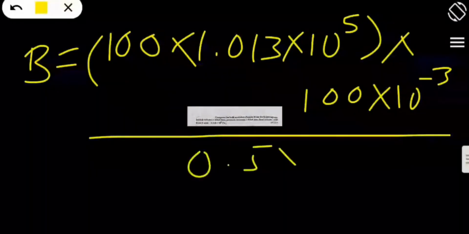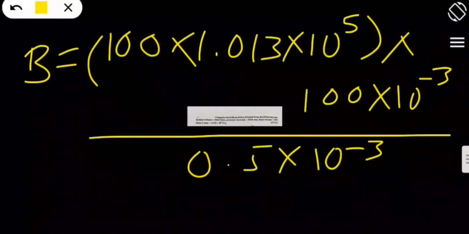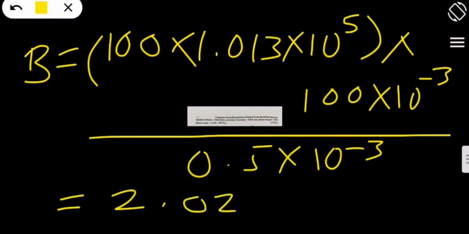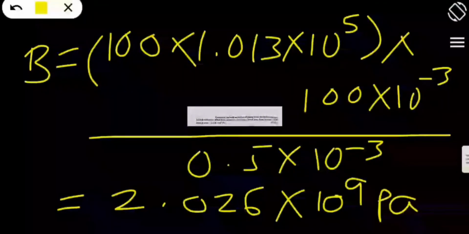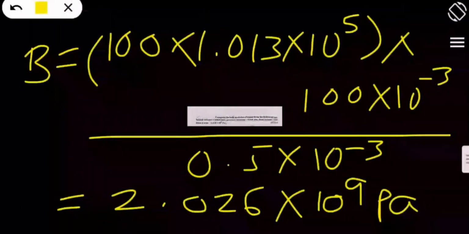Delta V is how much? 0.5 into 10 to the power minus 3. So if you solve, you will get the answer in Pascal, that is 2.026 into 10 to the power 9 Pascal. This is the answer.